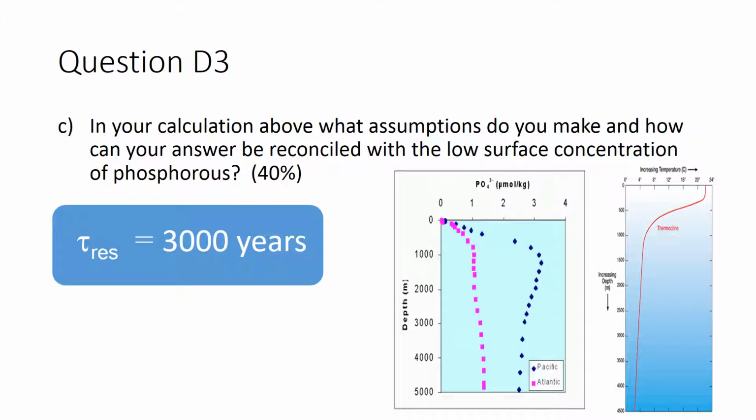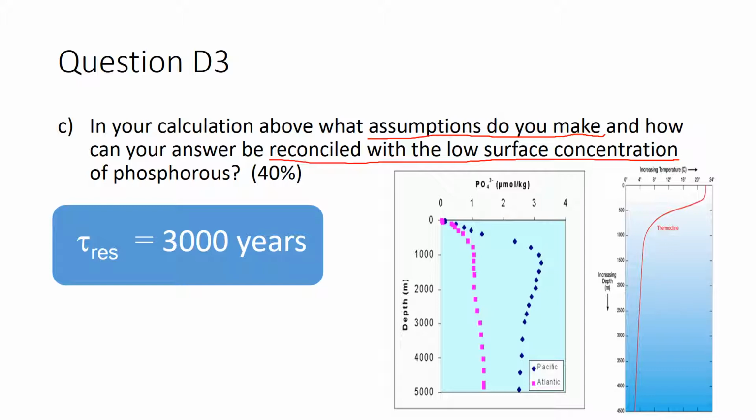Okay, so we're basically saying what assumptions do we make? That's one part. And then we need to reconcile our answer with the low surface concentration. So that does hint that our answer should suggest that the surface concentration shouldn't be very low. Our residence time is 3,000 years, which is a similar timescale to the mixing timescale of the ocean.